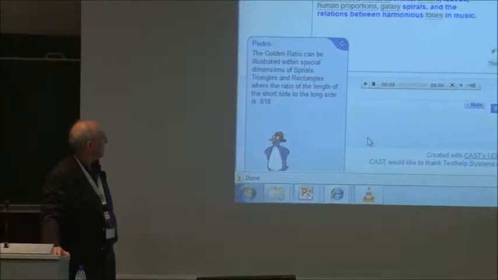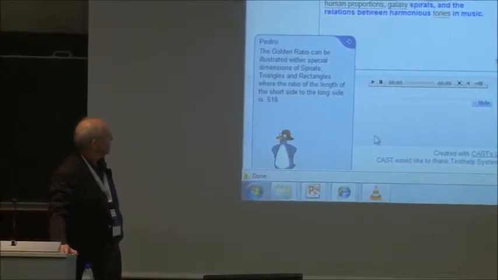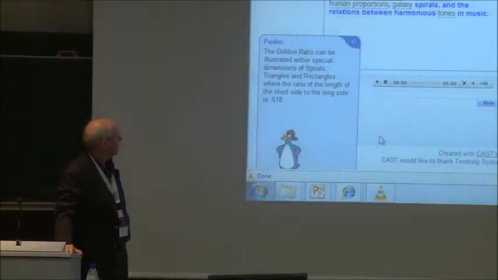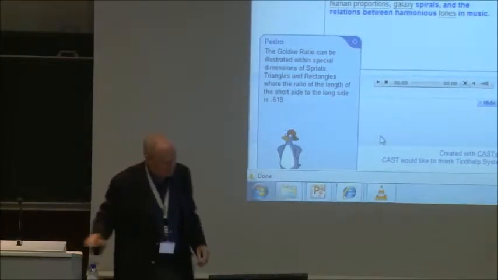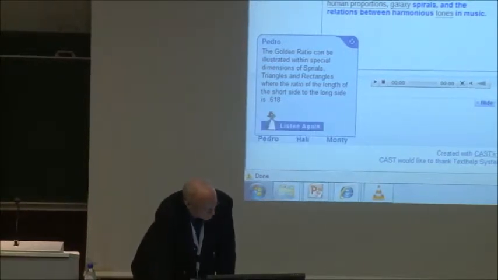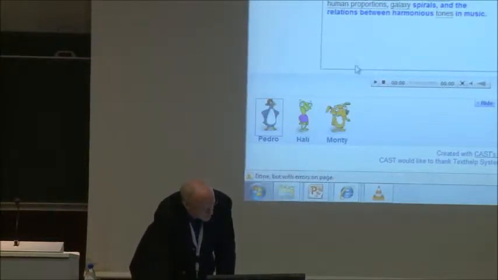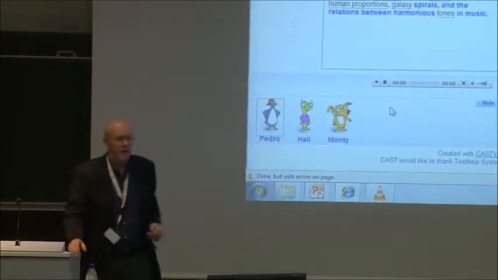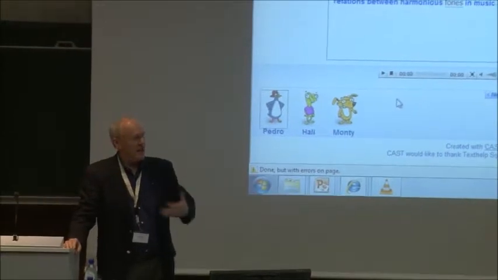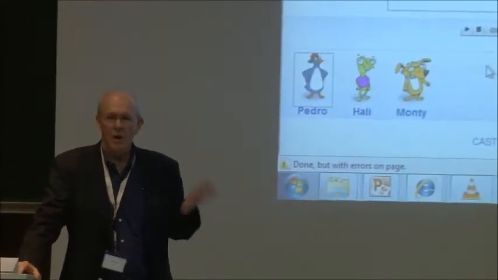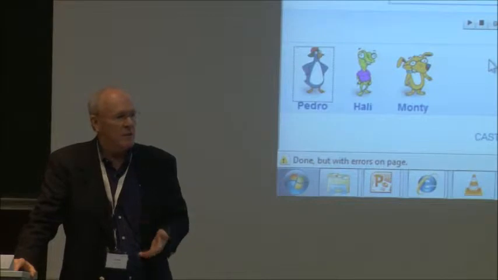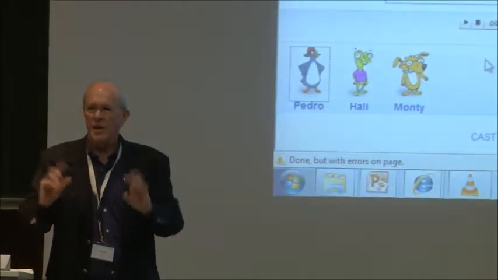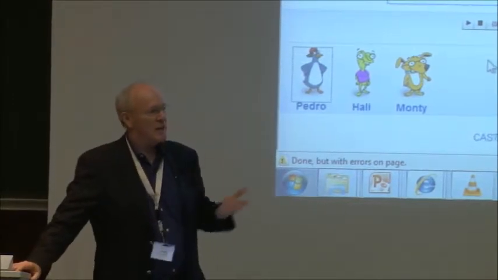The golden ratio can be illustrated within special dimensions of spirals, triangles, and rectangles where the ratio of the length of the short side to the long side is 0.618. So we have a number of these agents that can be employed in a variety of ways. And it's like having a guide sitting over there. And if you're uncertain as to the intent of what's being presented, you can click on the agents. And you can have each one of the agents actually express something slightly different.